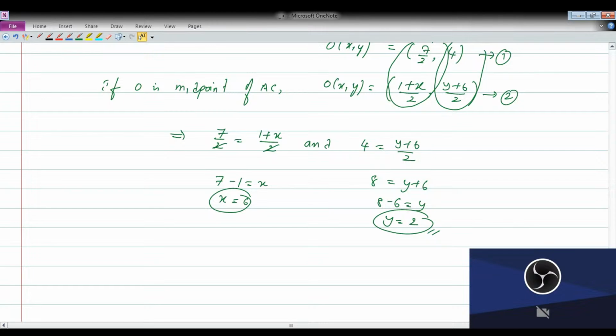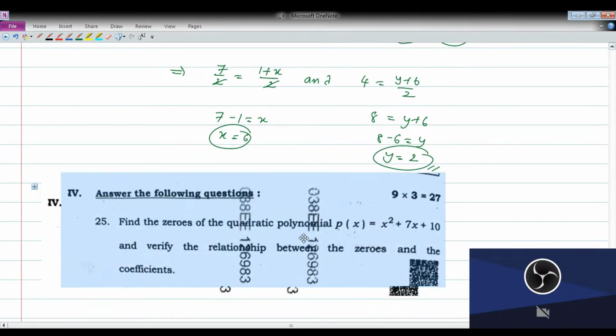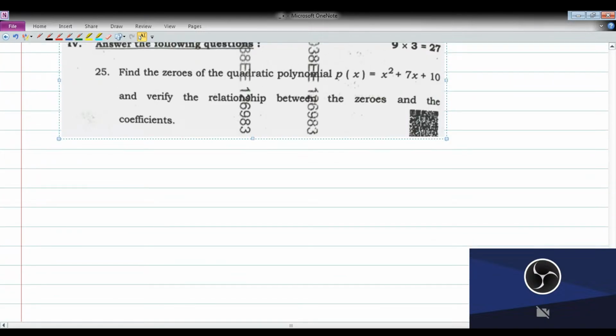Question number 25 is from the chapter polynomials. So what is the question here? Find the zeros of a quadratic polynomial x square plus 7x plus 10 and verify the relationship between the zeros and the coefficients. So let us write the solution for this.